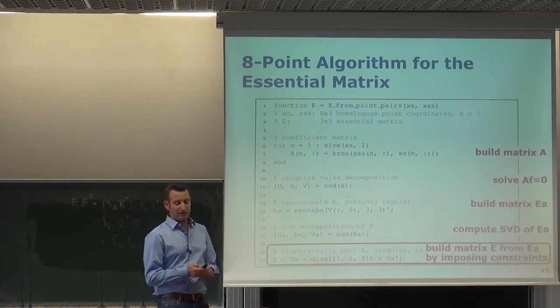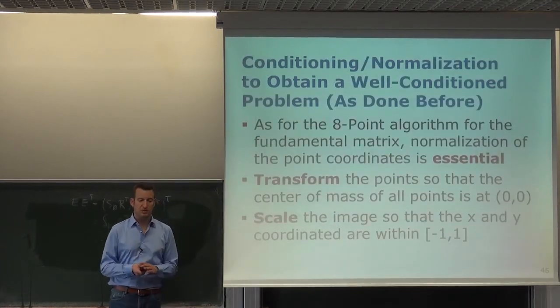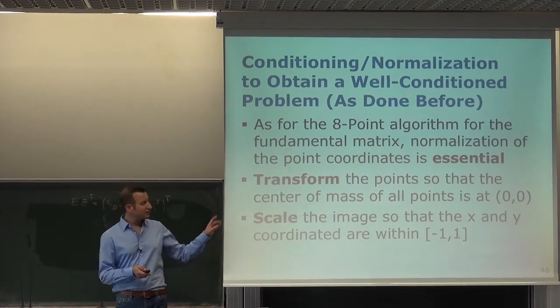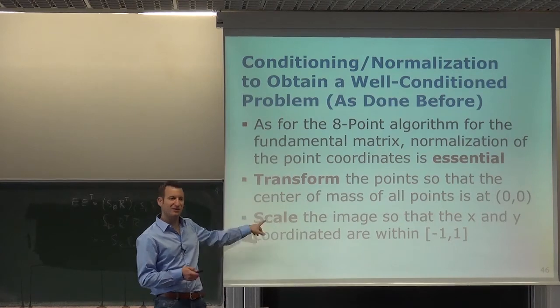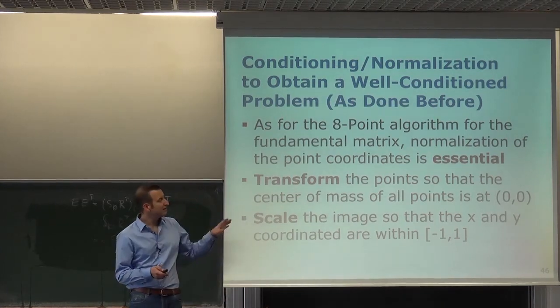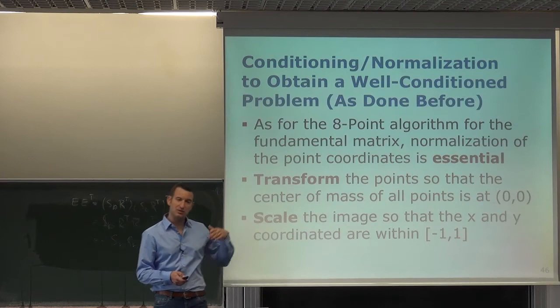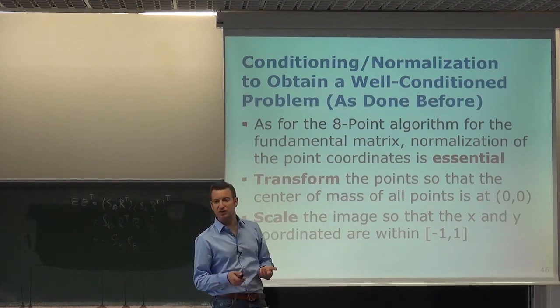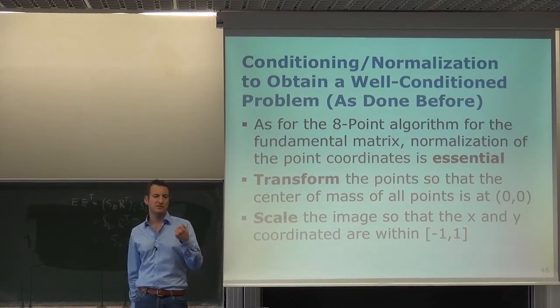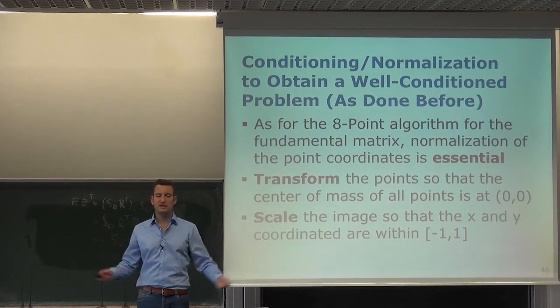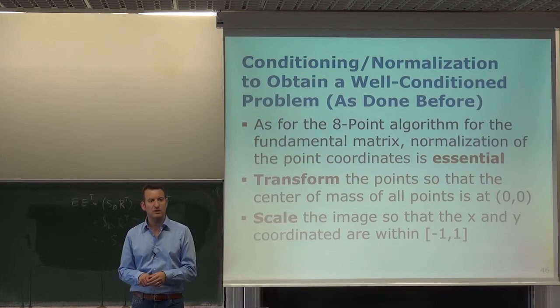But what still remains is the conditioning problem. That's exactly the copy-paste. The next slide was exactly the slide that I moved to the beginning. Therefore, there was this E and not this F. But exactly the same thing holds here. So we do exactly the same normalization. We compute the center of mass of the corresponding points. This gives me the center of the coordinate system. And I scale it so that all values lie between -1 and 1.